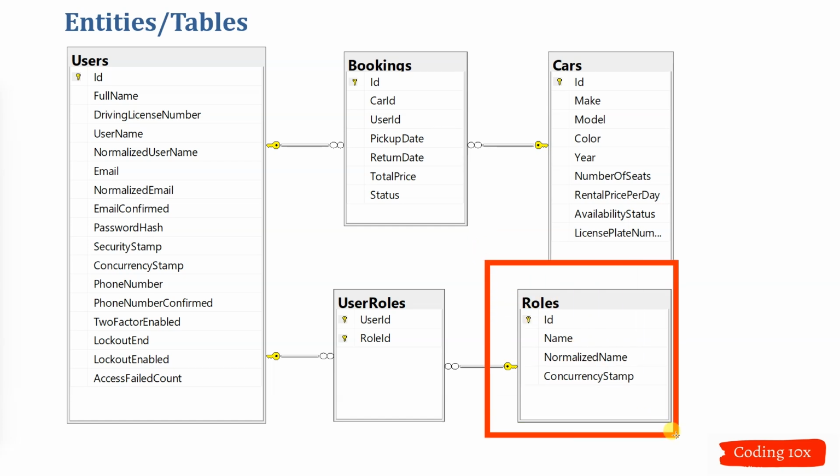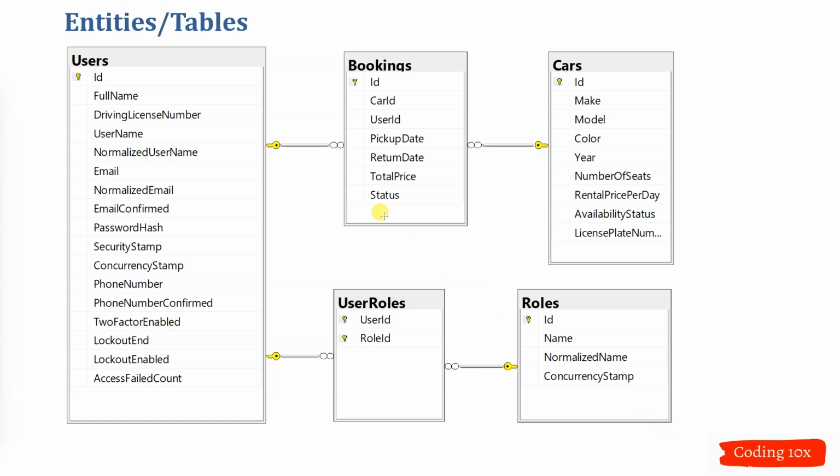Once we have our tables in place, we need to develop the relationships between them. So we have users to bookings, which is a one-to-many. A user can have multiple bookings, but a booking belongs to a single user. We have cars to bookings, one-to-many. A car can have multiple bookings, but a booking belongs to a single car. We have users to roles relationship, which is a many-to-many. A user can have multiple roles, and a role can be assigned to multiple users.